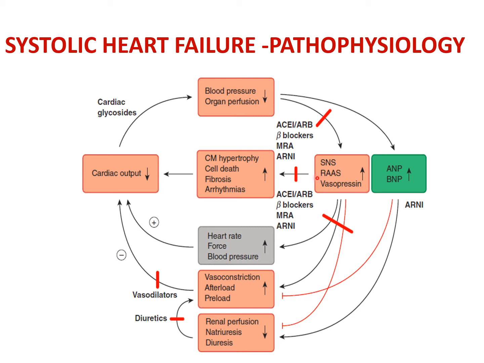And again, this increased activation of the sympathetic nervous system and renin angiotensin aldosterone system will cause cardiac myocyte hypertrophy. It causes apoptosis, fibrosis, and arrhythmias. So this may further decrease the cardiac output and aggravate the heart failure. So you have various drugs which act at different steps in the pathophysiology of systolic heart failure. This we will see in the later slides.